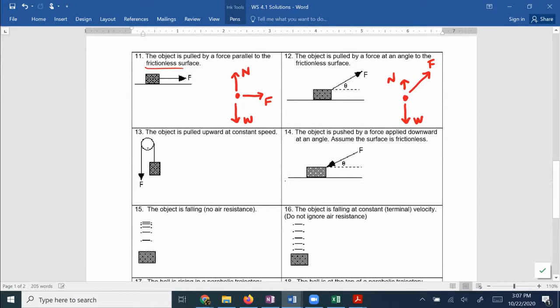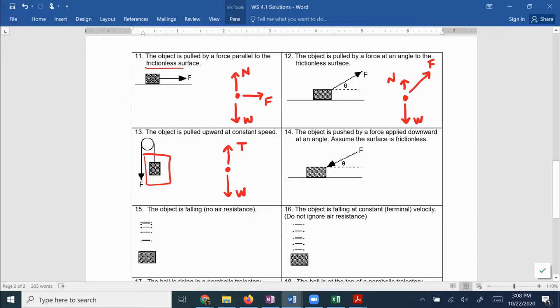Next one. This one is complicated because it's got this whole little pulley here, but keep in mind that we're really only drawing the force diagram for the object. So all of that doesn't matter. We have the weight force down. We got a string attached to the top of it, so that's the tension force there.